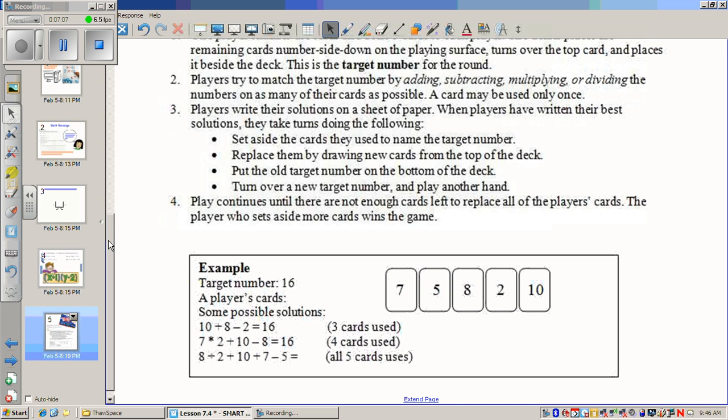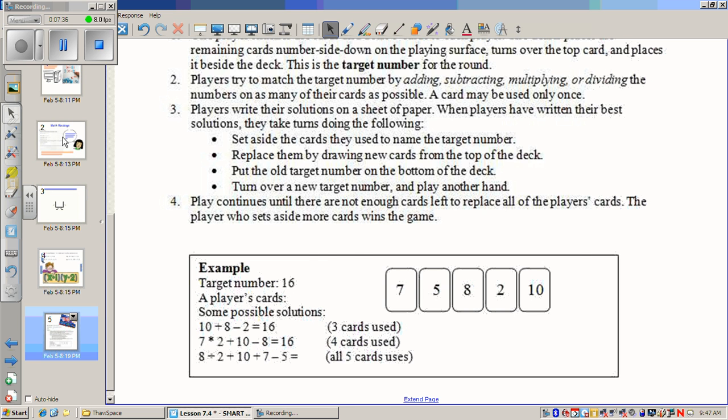So you all get 5 cards to start with. You're shuffling them up. Everybody gets 5. You flip over the top card as your target number. Each person tries to get to that target number using as many of their cards as they can. They keep the cards they've used, and then they replace the ones they've used from the deck, because remember, you're keeping those because those are your cards for your points. We'll review this again in class, but hopefully it makes some sense.